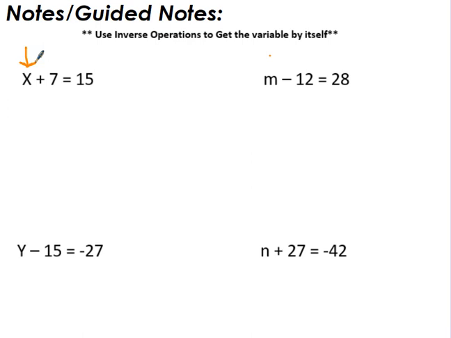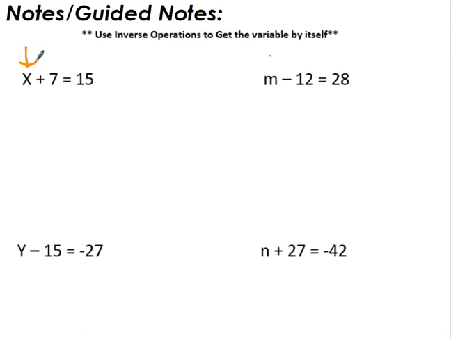Now, in the beginning with a lot of these equations, some of you are going to be able to look at it, do it in your head immediately, and know what the answer is. And that is great. Like this first one, the answer is 8. A lot of people say, well, Mr. G, 8 plus 7 is equal to 15, so I know that x has to be 8.